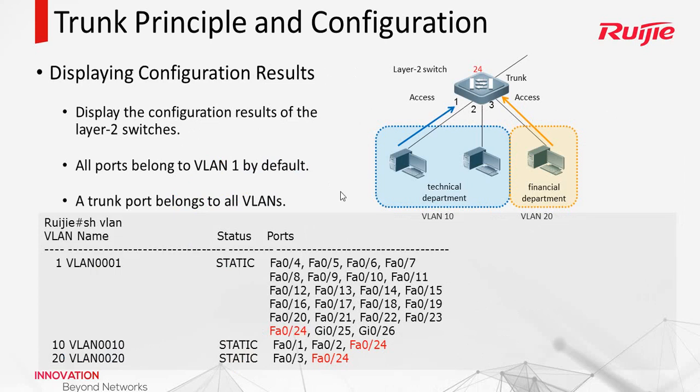You may be confused about which VLAN this trunk interface belongs to. We need to tell you a trunk port belongs to all VLANs. Let us check here. Use show VLAN, the 24 interface. Then we can find it belongs to VLAN 1, also belongs to VLAN 10, and belongs to VLAN 20. Okay, a trunk port belongs to all VLANs, so it can support all the VLANs and forward them.